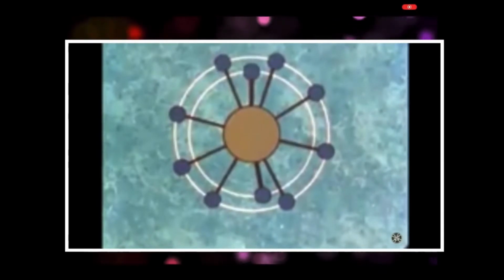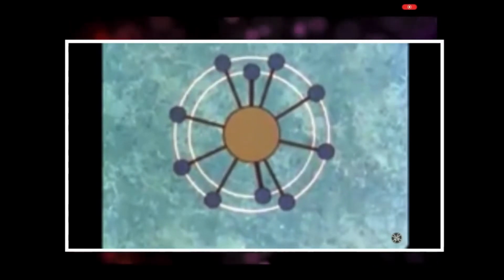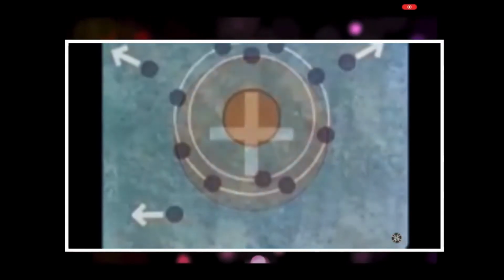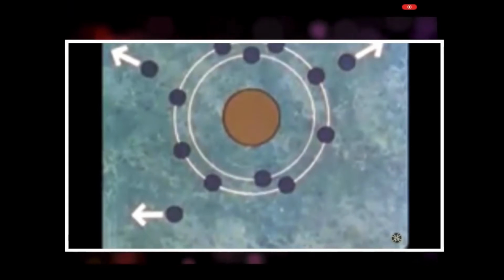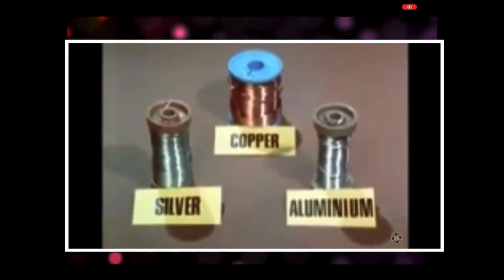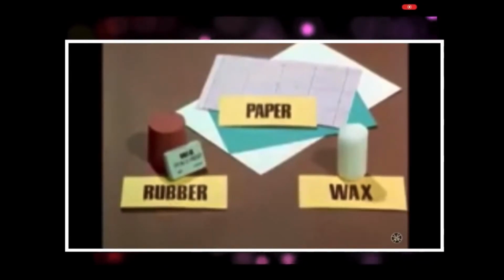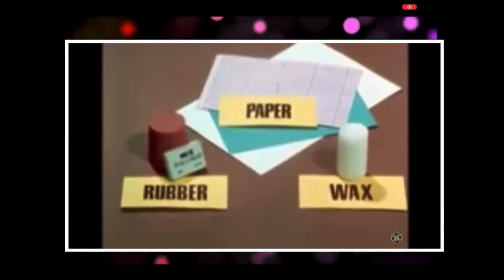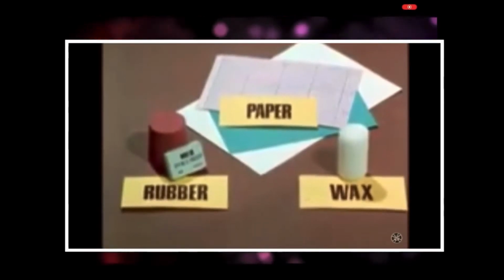An atom which has lost some of its negatively charged electrons is left with a surplus of protons in its nucleus. So the atom is now positively charged. You remember the aluminum atom. Aluminum is a substance with easily dislodged electrons, and so is called a conductor. Silver, copper, and aluminum are examples of good conductors, while rubber, paper, and wax are examples of poor conductors. So although it's difficult to say exactly what electricity is, we now know that electrical effects are caused by the movement of the negatively charged electrons.